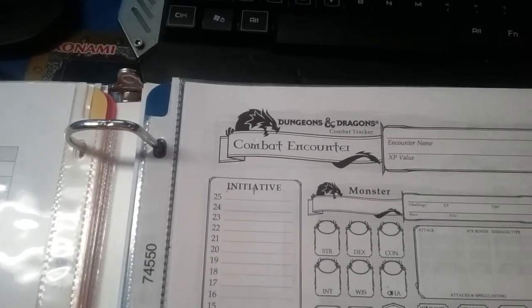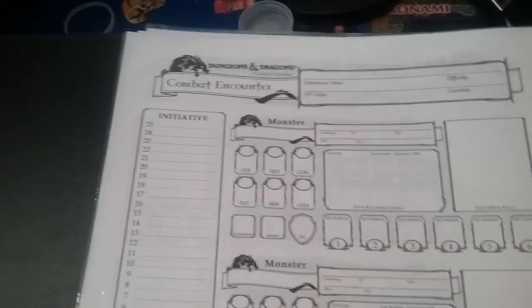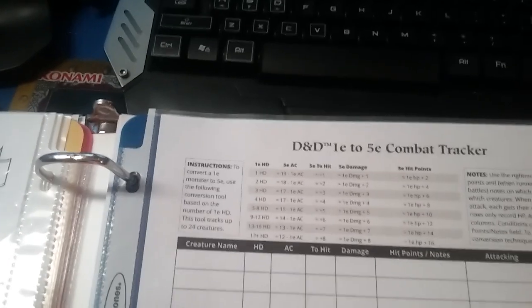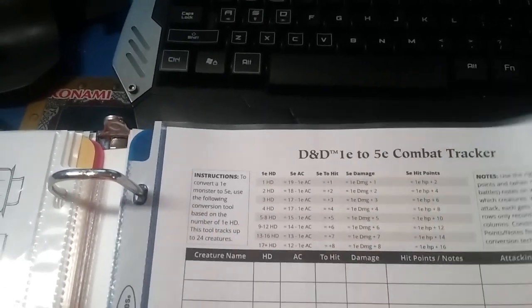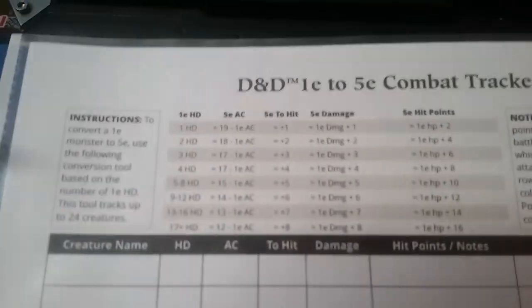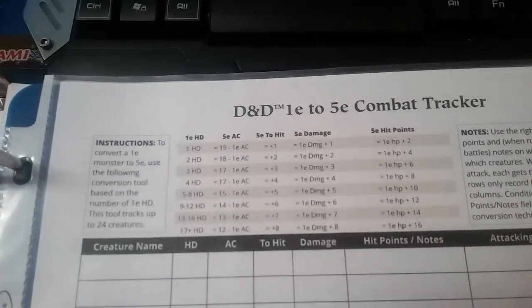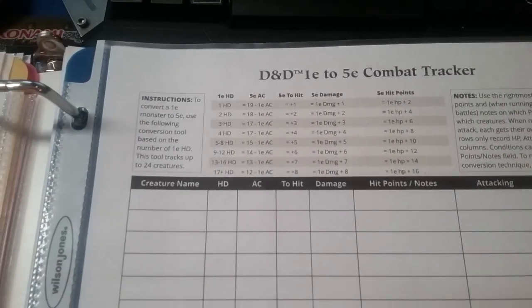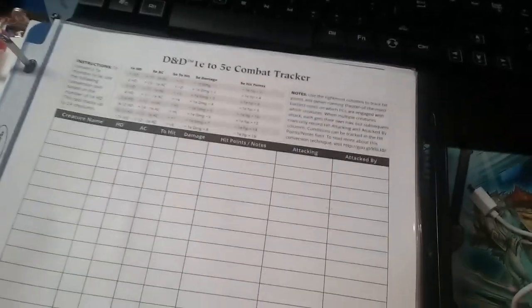Then my combat encounter sheet. Got this offline, I just Googled it and found it. And I'm like, oh, I like this one. And I double-sided it. And also, just in case I get some 1E adventures, I can convert them to 5E. I can't remember where I got this from, but I thought it was a pretty neat idea.